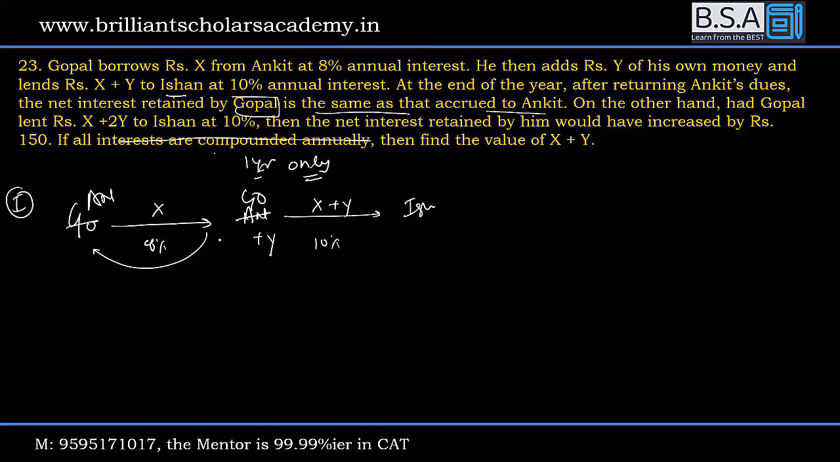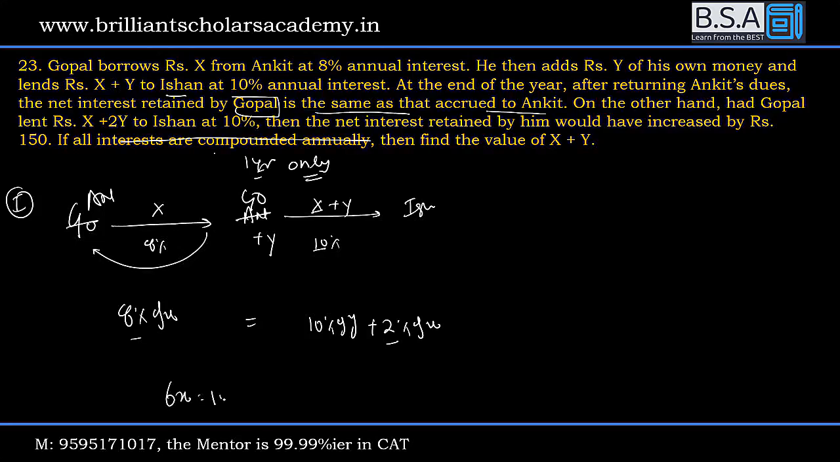Now, can I say Gopal will be paying 8% interest of X to Ankit? And what is he receiving in return? He is receiving 10% of Y. Can I say he gave X rupees on 10%? So he would have received 10% of X and he makes a payment of 8. So he still has 2% of X saved with him. So interest saved by Gopal is same as the interest paid to Ankit. This gives me an idea. When I transfer this, this offers me 2% subtracted from 6%.